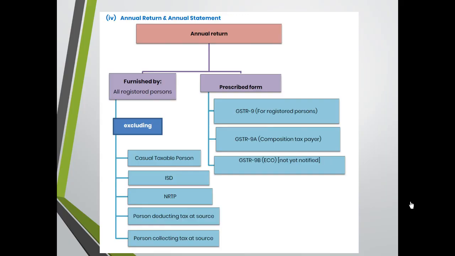First return is GSTR 10. If you want to avail some credit on capital goods, inputs, etc. at the time of registration, if you are converting from composition to the normal scheme and are eligible to avail credit under section 18, then you would be required to submit that GSTR 10, Sanjay.